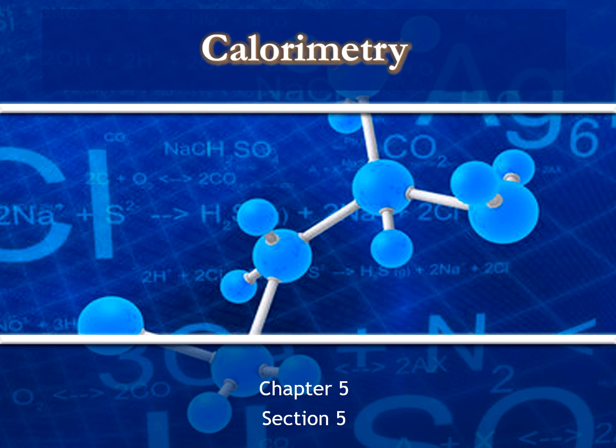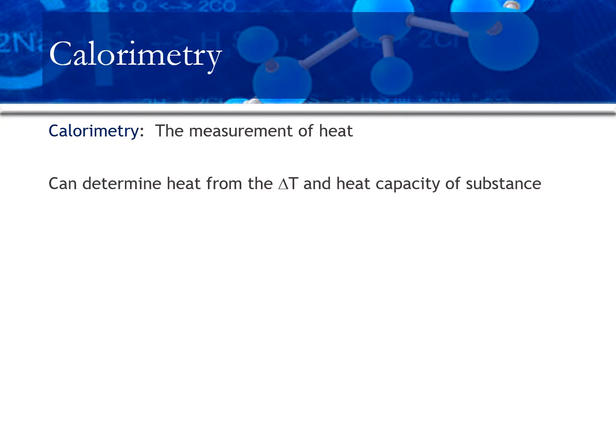We know that the change in enthalpy at constant pressure for a system is equal to the heat gained by the system. That's how we're planning on calculating these delta H quantities for our chemical reactions, by measuring the heat. But how do we measure that heat? Well, that's the subject of calorimetry, and you can read about it in section 5 of chapter 5.